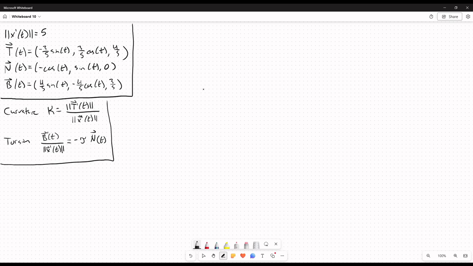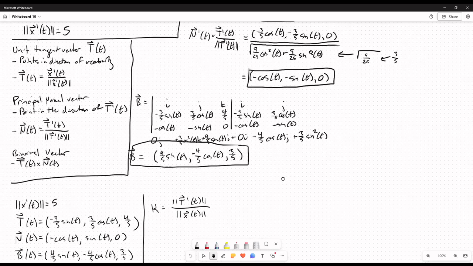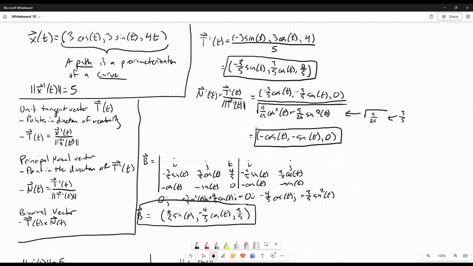Now, to find kappa, or to find the curvature, we just need to take the derivative of our unit tangent vector, which we've already done. In fact, if we scroll up, we'll see that we already have that. So maybe we won't bother finding that again. Let's see what we did. Oh, look, it's our previous work. We noticed that we had to find the norm of the derivative of the tangent vector when we were finding the principal normal vector. And we did that work.